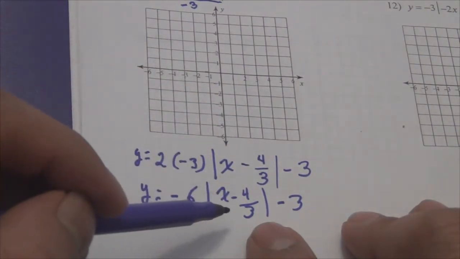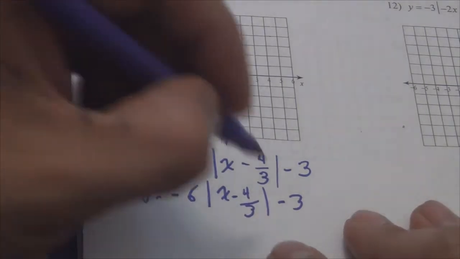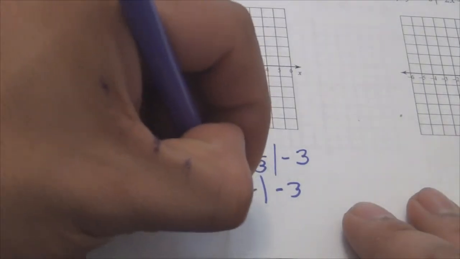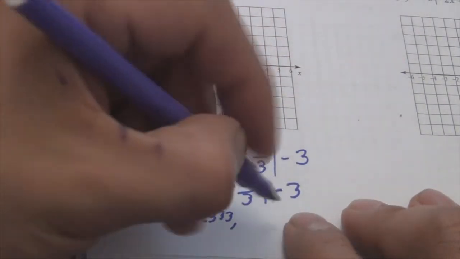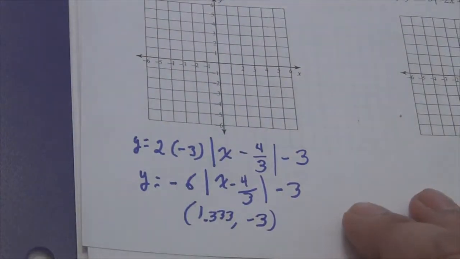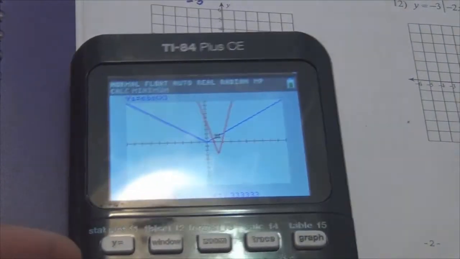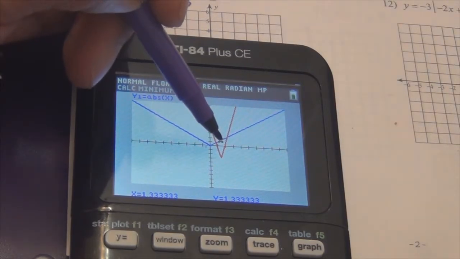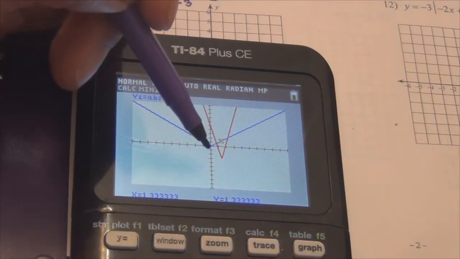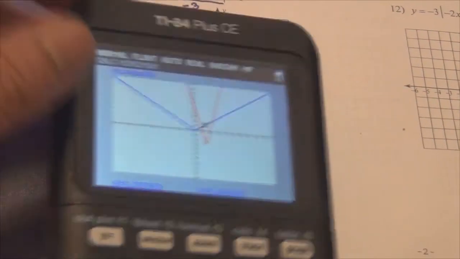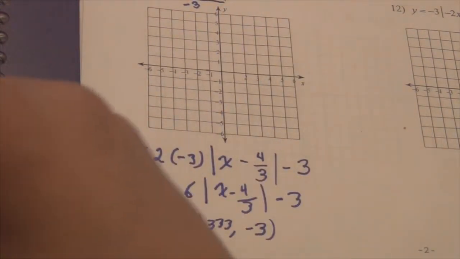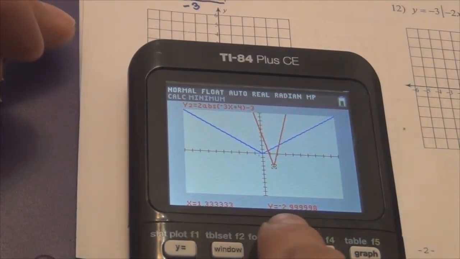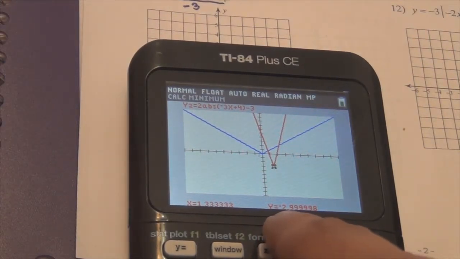What's 4/3? That's 1 1/3. That's 1.3. Okay, so the coordinates for the vertex are going to be 1.33333, comma, -3. That's the vertex. And that's basically what I had on the calculator. If you look at it, okay, it's 1.3, comma, -3. See that? And let me see now. Okay, right here. 1.3333, comma, -2.99999, which is basically -3.